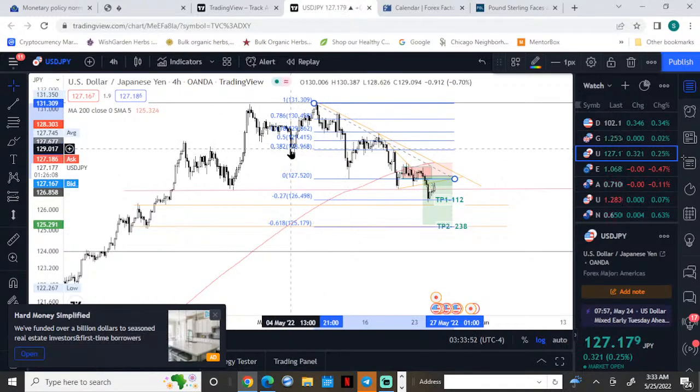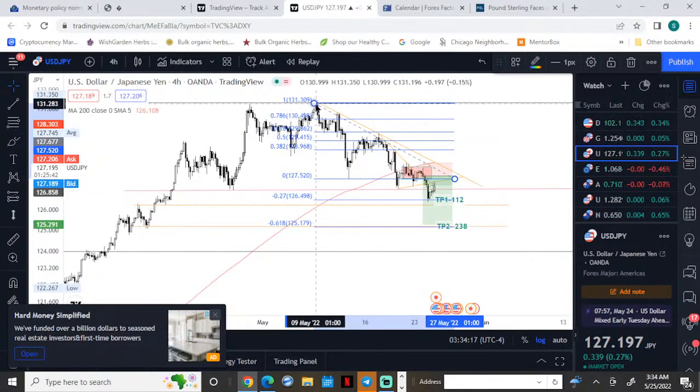Price broke structure right here, this last higher low. Price broke it right there, came back, tested structure, dropped again. So this is where I got my TP1 and TP2.